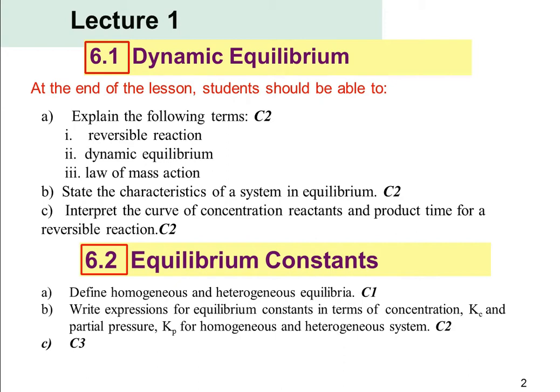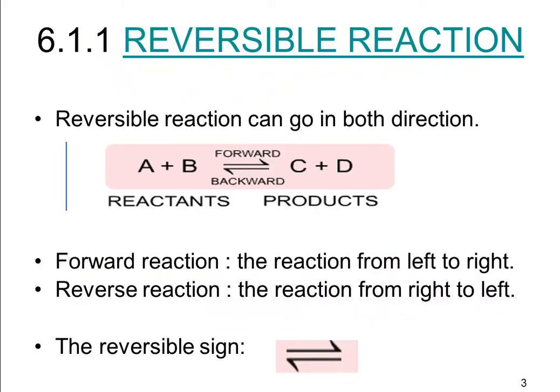Learning outcome for equilibrium constant. Define homogeneous and heterogeneous equilibria. Write expression for equilibrium constant in terms of concentration Kc and partial pressure Kp for homogeneous and heterogeneous systems.